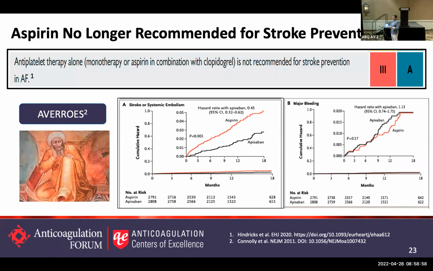And look on the right-hand side. There was no difference in safety between a DOAC, apixaban, and aspirin. So nowadays, if you have somebody that you need to resume anticoagulation in for stroke prevention for AFib, your first go-to should be a direct oral anticoagulant and probably apixaban. Okay, aspirin monotherapy, no longer recommended, so don't use that as your default.